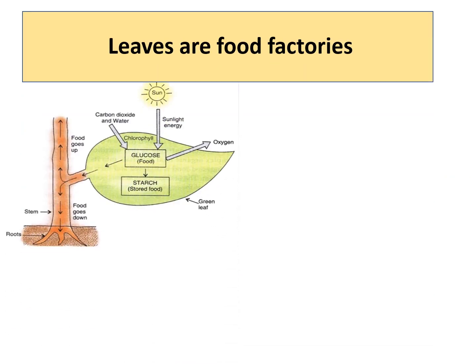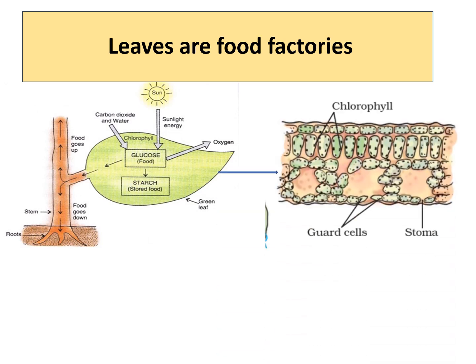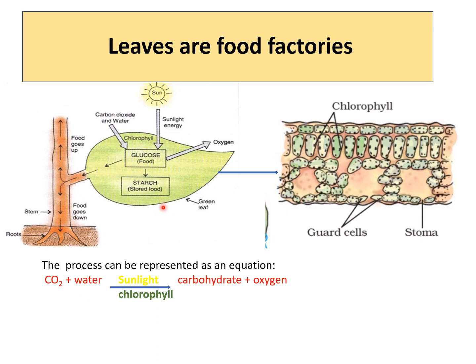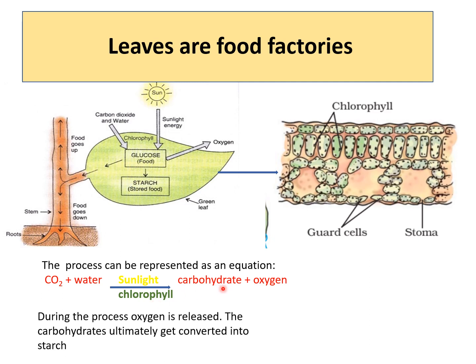So we can see that leaves are the food factories, as inside the leaves the chlorophyll pigment is present, as we can see in the picture. This chlorophyll pigment traps the energy of sunlight and converts carbon dioxide and water into glucose, and this glucose is converted into starch. We can write this process as an equation: carbon dioxide and water, in the presence of sunlight and chlorophyll, give us carbohydrate, and oxygen is generally released in the process. The carbohydrate, that is glucose, is converted into starch.